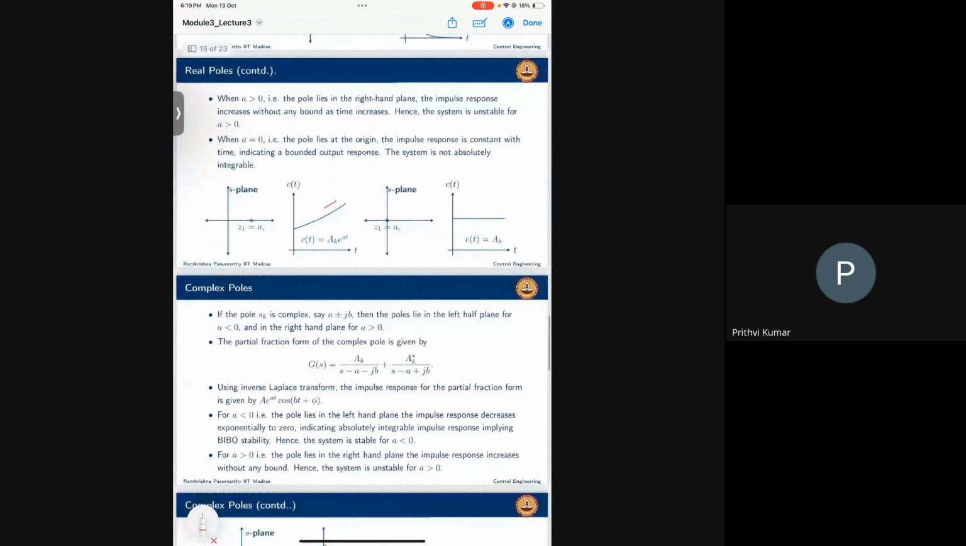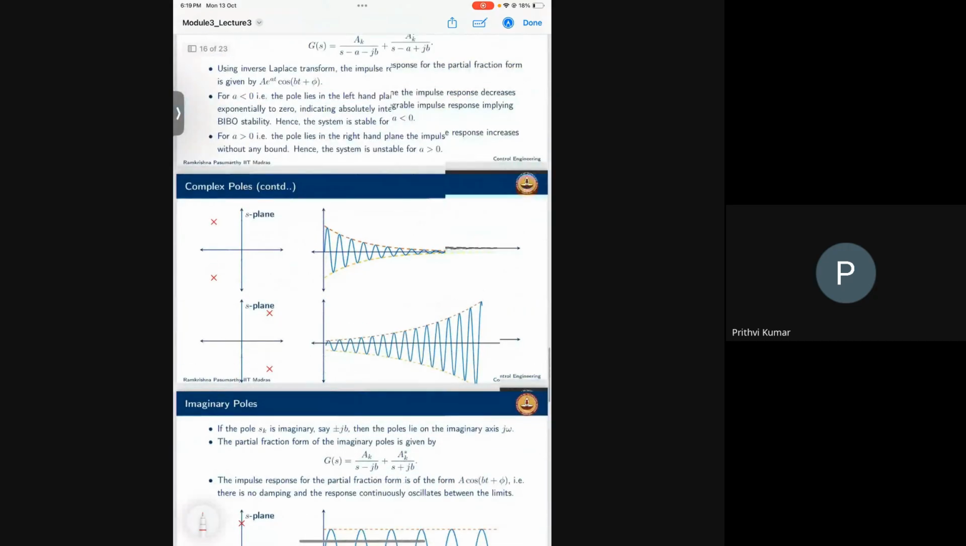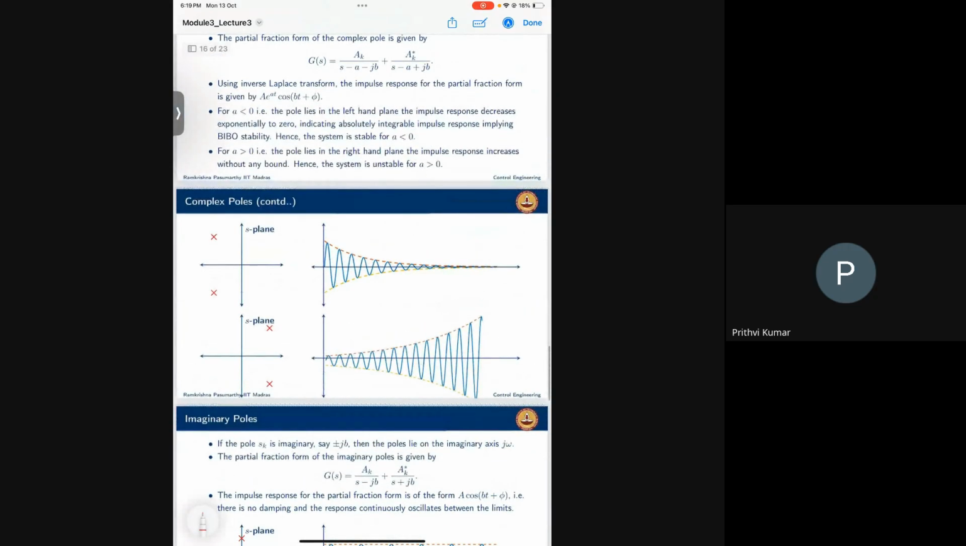And similarly, this is for real poles, and for complex poles also the nature is same, but it will just have some oscillation. Instead of going like this, it will go like this. That's it. For complex poles in the left half, it has some oscillation, but it settles. If it is here, it will have oscillation, but it grows exponentially. That is the difference between these two.